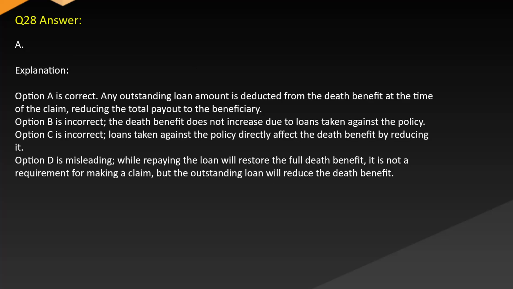Answer A. Explanation. Option A is correct. Any outstanding loan amount is deducted from the death benefit at the time of the claim, reducing the total payout to the beneficiary. Option B is incorrect. The death benefit does not increase due to loans taken against the policy. Option C is incorrect. Loans taken against the policy directly affect the death benefit by reducing it. Option D is misleading. While repaying the loan will restore the full death benefit, it is not a requirement for making a claim, but the outstanding loan will reduce the death benefit.